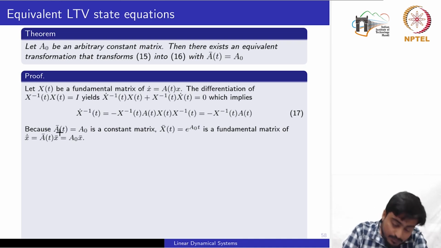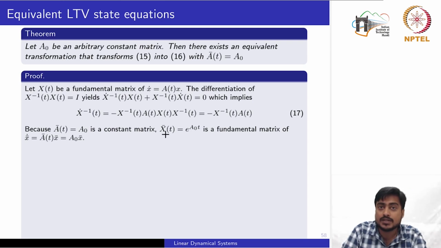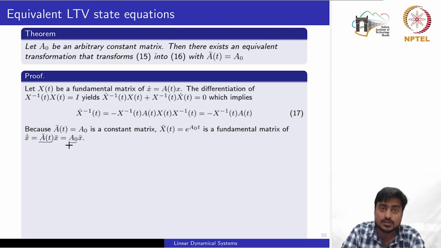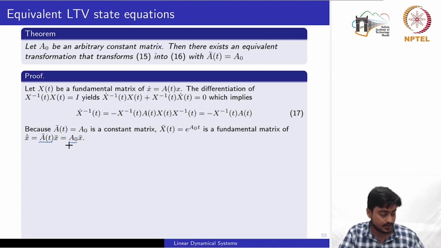So since A bar is equal to A naught, which is a constant matrix, because it's no longer a time dependent matrix, the fundamental matrix would be a matrix exponential. Right? This is what we also saw when we first computed the solution for the LTV system, and then we tailored it for the LTI system. So the fundamental matrix of the transformed system is basically given by the matrix exponential e to the power A naught t, and the idea here is to replace this A bar t by a constant matrix A naught.